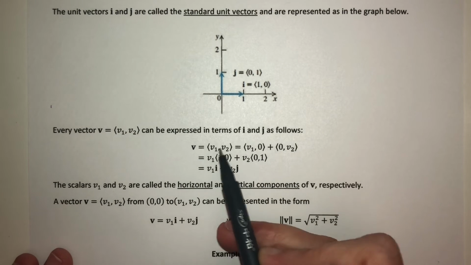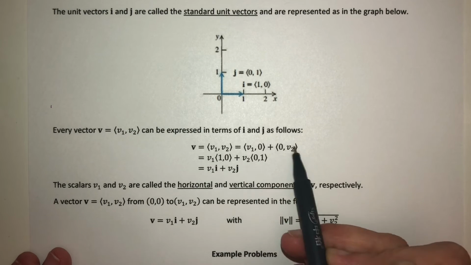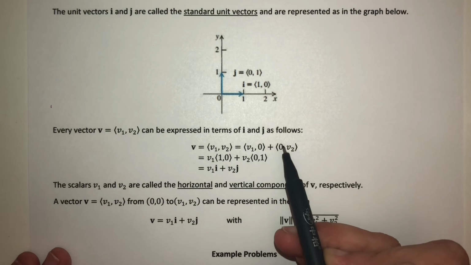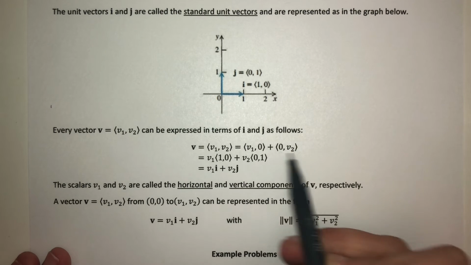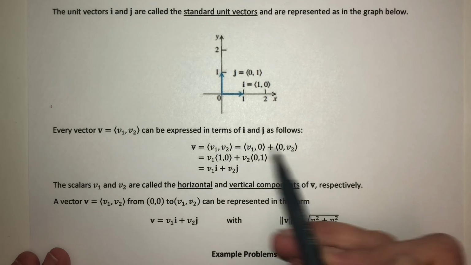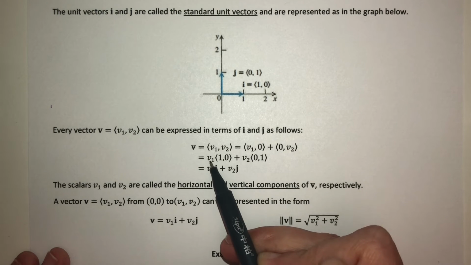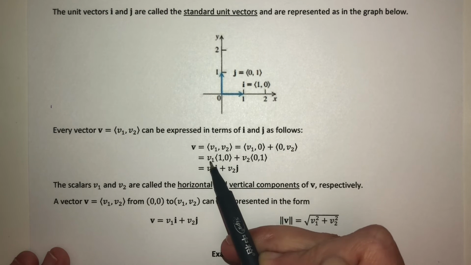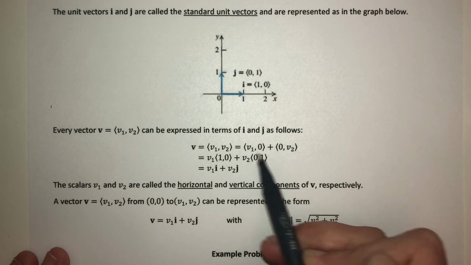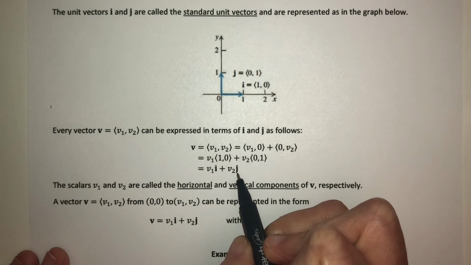So if I have a vector v that is v1, v2, and we know vector addition, we just add the two components. So I could do v1, 0 plus 0, v2. So v1 plus 0 is v1, 0 plus v2 is v2. So this is the same, okay? So this is true by vector addition. And then we can take these values out because the scalar multiplication says you multiply each piece by this. v1 times 1 is v1. v1 times 0 is 0. And the same thing happens here. 1, 0 is the vector i. 0, 1 is the vector j.